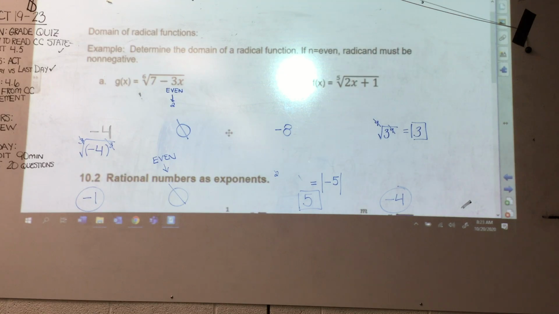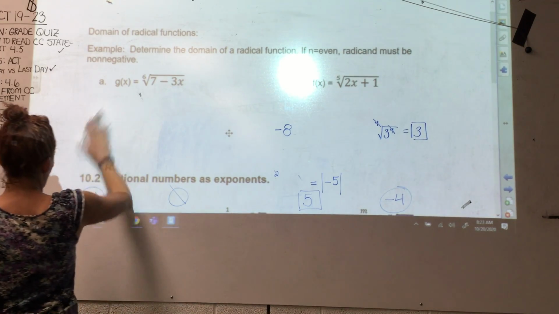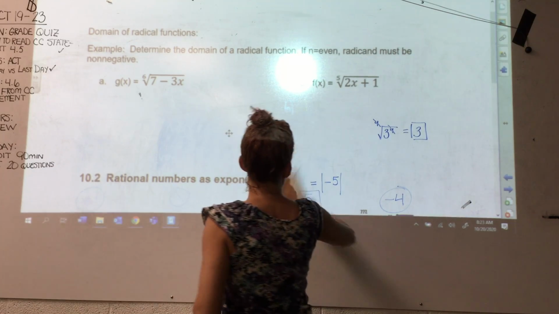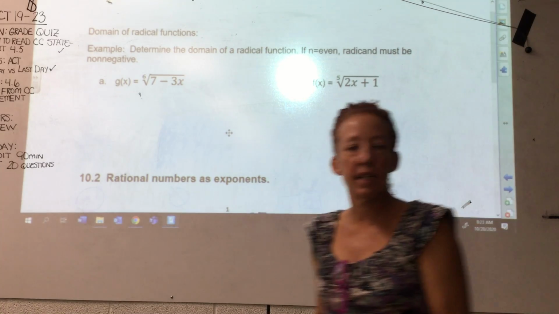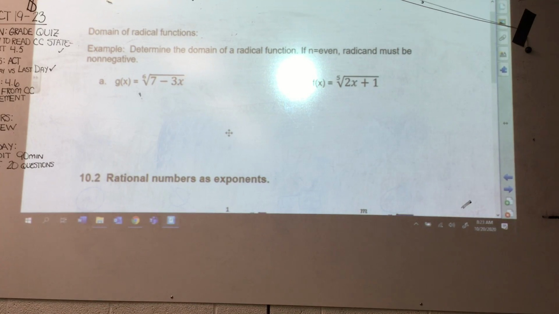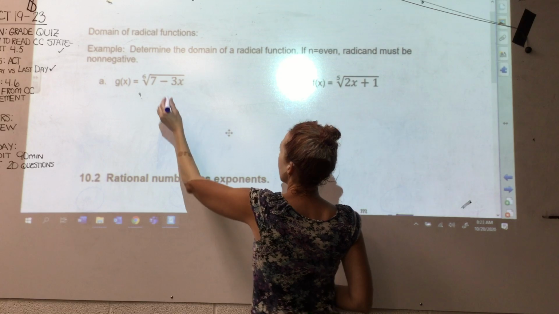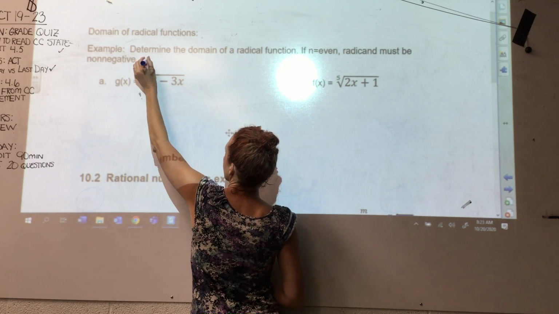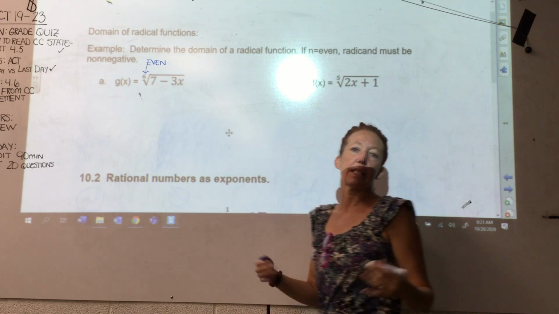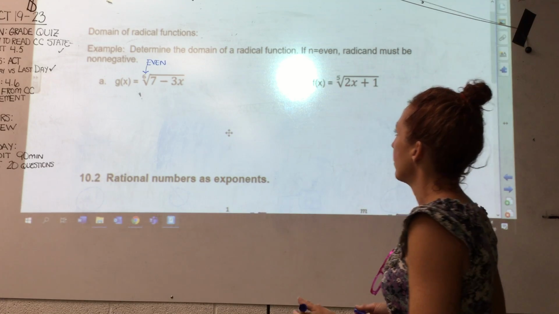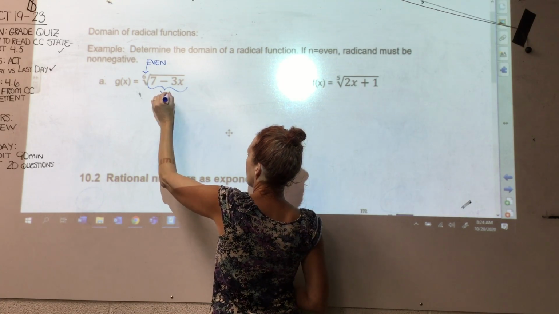All right, domain of radical functions. One of these is markedly quicker than the other. And it again goes back to that idea of whether or not you're allowed to have positives or negatives underneath the radical sign. So if the root is even, okay, 2, 4, 6, 8, 10, any even root, then what is underneath the radical sign must be greater than or equal to 0.